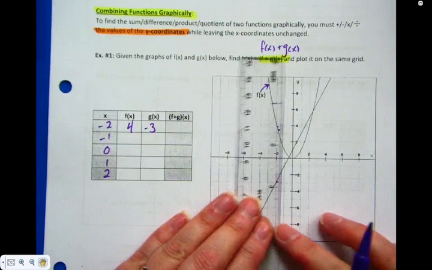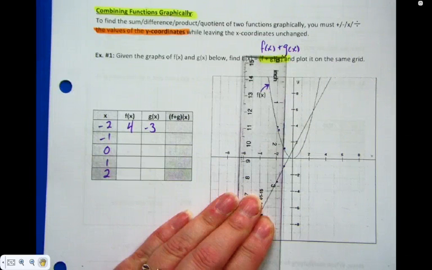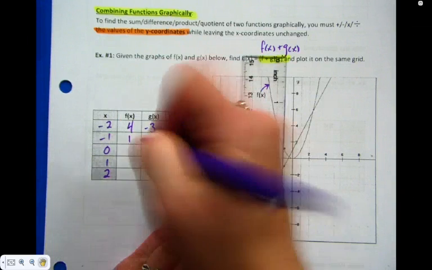Now I'm just going to shuffle over to -1. Same thing, I want to know what's f of x, what's g of x. So what's the y value of f of x at x equal to -1? 1, I heard. And on g of x, -1.